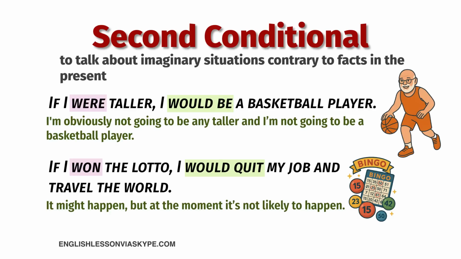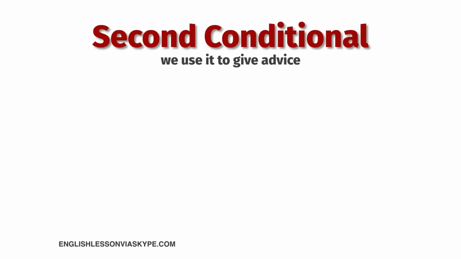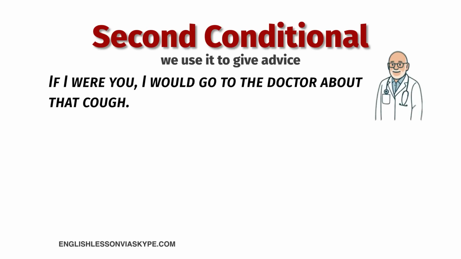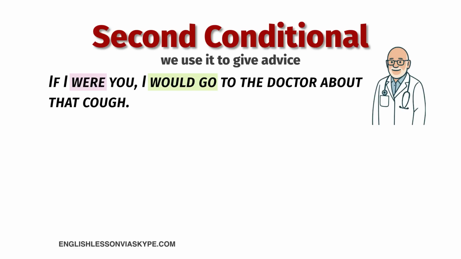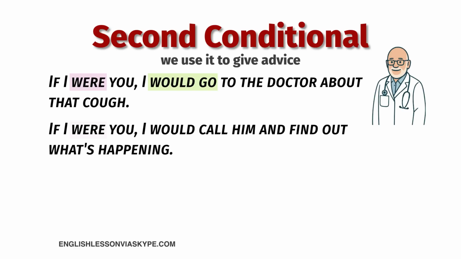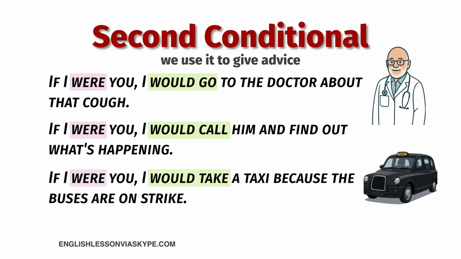We're using the past simple or past continuous, and then it's followed in the main clause with would or could or might. Also, if we're giving advice, we also use that second conditional, and it starts as follows. If I were you, I would do something. If I were you, I would go to the doctor about that cough. If I were you, I would call him and find out what's happening. If I were you, I would take a taxi because the buses are on strike.